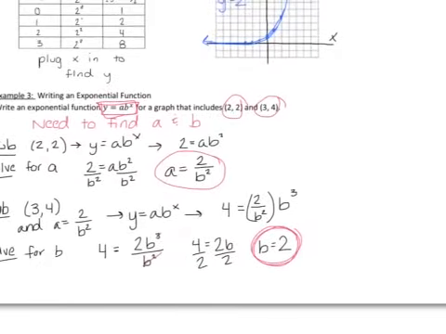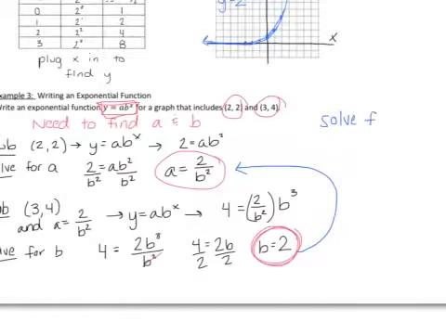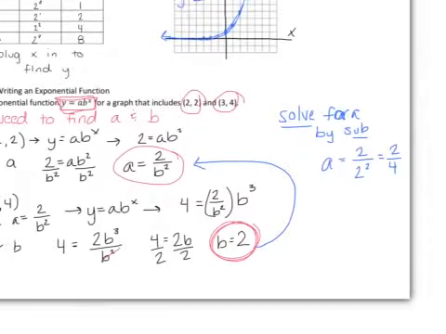Plug 2 into the equation. Yeah, so solve for A now. Solve for A by substituting. So I'm going to get A equals 2 divided by 2 squared. So 2 over 4, which is 1/2. Yay, we found both of them.